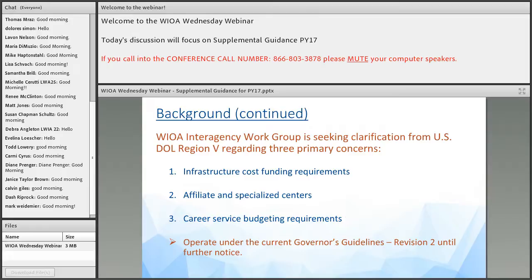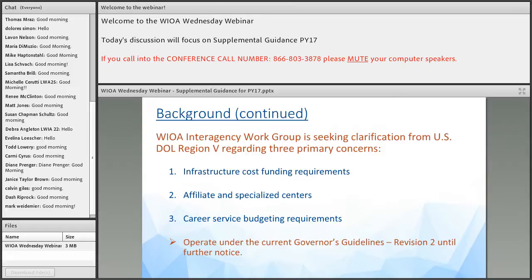The WIOA Interagency Work Group, which consists of the state-level partners that administer the programs under WIOA, gets together and is seeking clarification from the USDOL Region 5 regarding 3 areas, and these are considered 3 concerns that came from the new federal guidance in the TEGLs. 1, the WIOA Interagency Work Group is seeking clarification about infrastructure cost funding requirements. 2 is the affiliate and specialized centers and whether infrastructure costs and comprehensive certification requirements apply to affiliate centers. And 3rd is the career services budget, whether career services would be reflected in the annual budget.